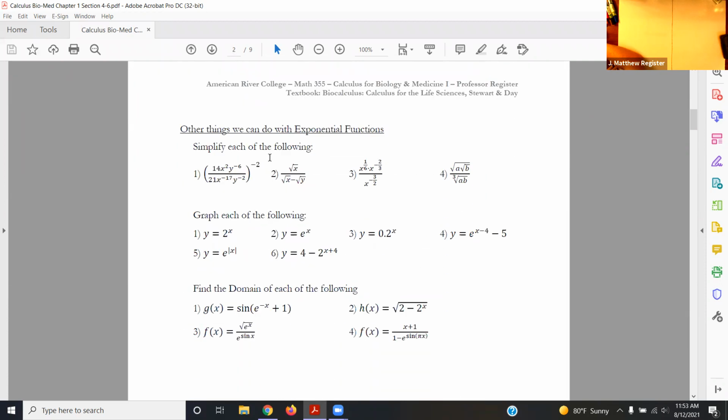And let's start with just some random problems that we can do with exponential functions. Again, I don't know that we want to do all of them, but let's do a couple of these at least, maybe these first 3. And so I will write these first 3 down, and then we will work through them as a group. Or if you want, you can even pause the video and try them on your own. So 14x squared y to the negative 6 over 21x to the negative 17 y to the negative 2, all to the negative 2. Let's try that one first.